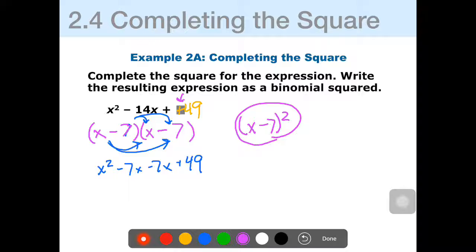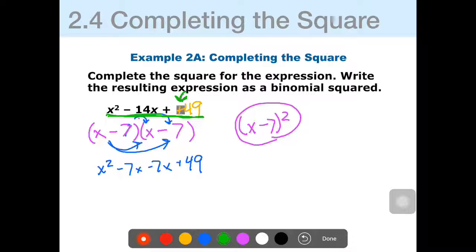Now just keep in mind that right now we are essentially changing this expression. X squared minus 14x is not the same thing as x squared minus 14x plus 49, right? Those are 2 different things right now, but we're just trying to see some patterns. How can we get this plus 49 number? How can we figure that out?